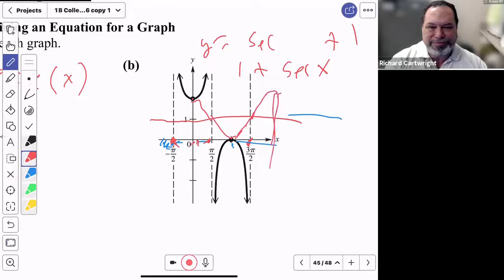Okay, so how long did it take? It took 3 pi over 2, 1 pi over 2. I think it goes to 4 pi over 2. It is 4 pi over 2, which is 2 pi. So there's just a 1 here. That's what it is. It's 1 plus secant of x. Harder than I thought it'd be.